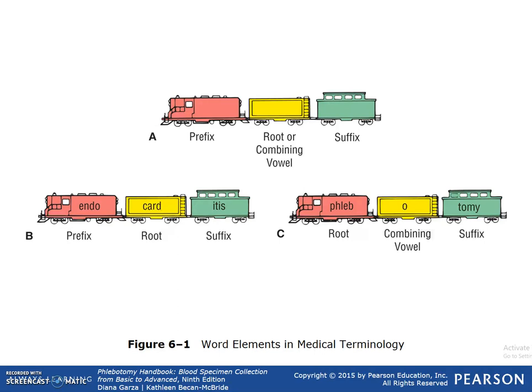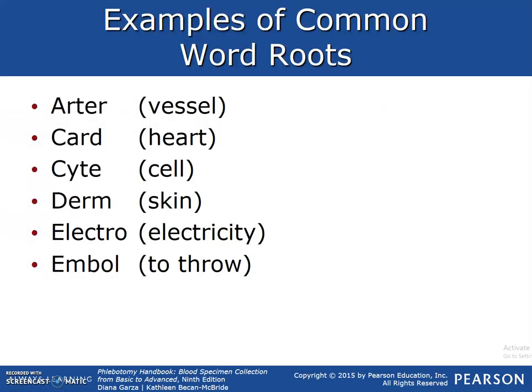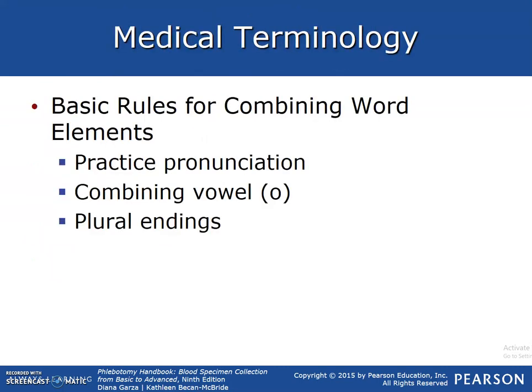So, word elements in medical terminology. For example, we're going to look at the word phlebotomy. The root is phleb, the combining vowel is O, and the suffix or the ending is tomy. Examples of common word roots: arter, which is vessel; card, which is heart; cyte, which is cell; derm, which is skin; electro, which is electricity; embol, to throw. So, basic rules for combining word elements.